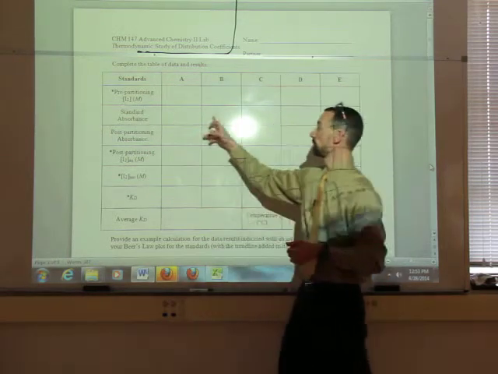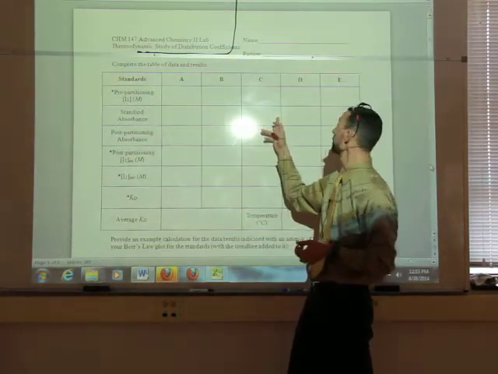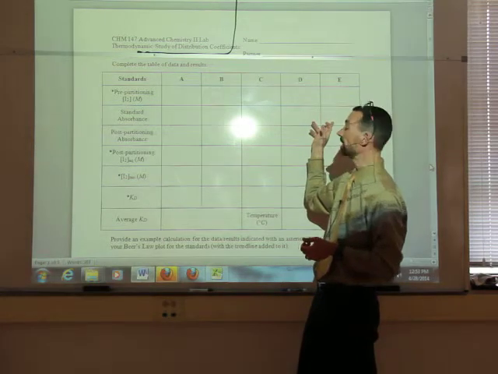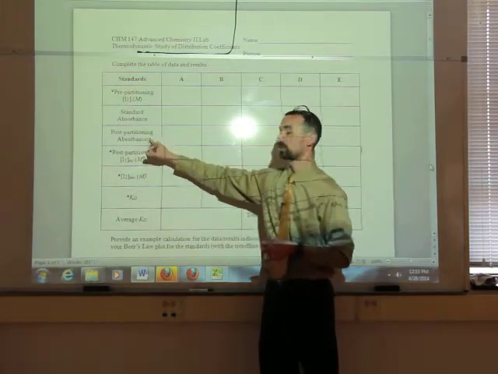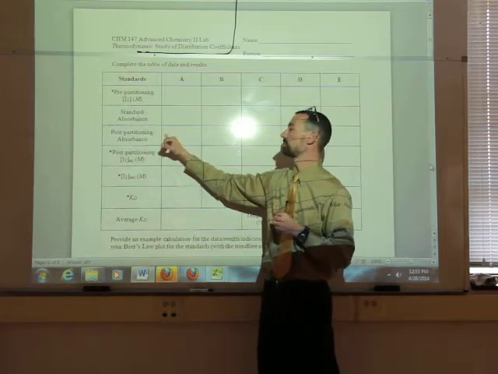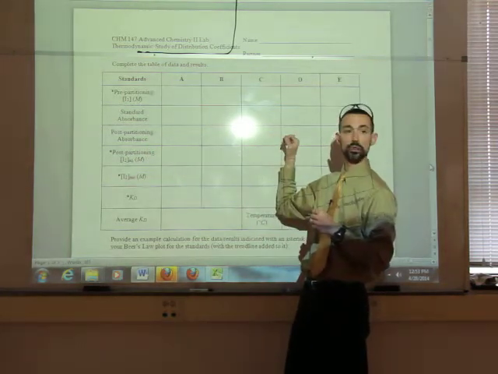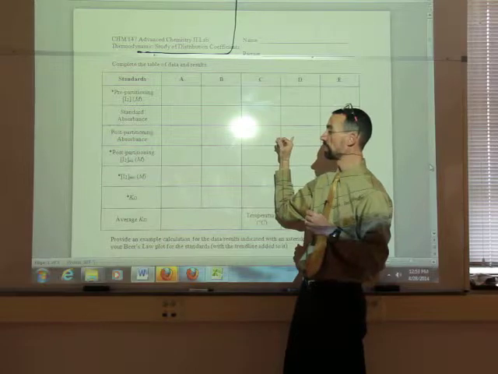This is simply what you measured, the standards A through E. You measured their absorbance, okay? And you should have done the stock as well, okay? And then you had your solutions that you measured their absorbance of after equilibrium. So that value goes there.